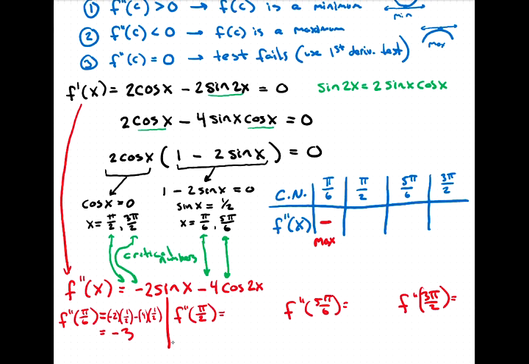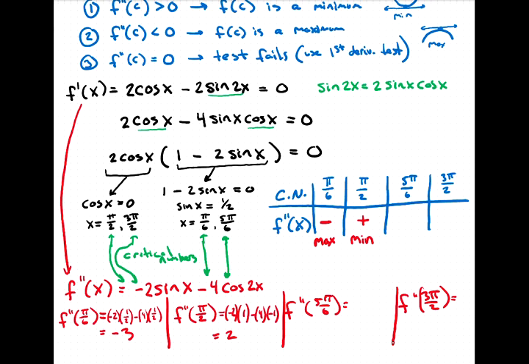And if we plug pi over 2 in, we'll have a negative 2 times the sine of pi over 2, which is 1, minus the 4 times the cosine of pi, which is negative 1. So we'll have a negative 2 minus a minus 4, negative 2 plus 4, which is 2. So we have a positive value at pi over 2, which means the function has a minimum when x is equal to pi over 2. All right, and that's it. Just keep repeating the process for each of the critical values.